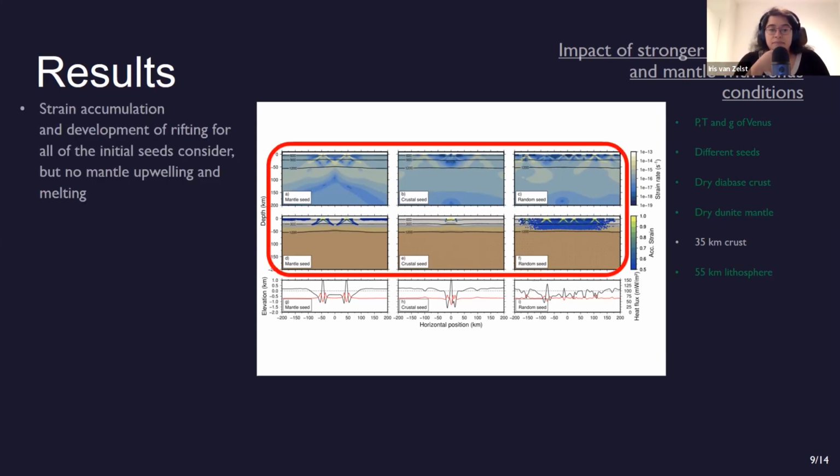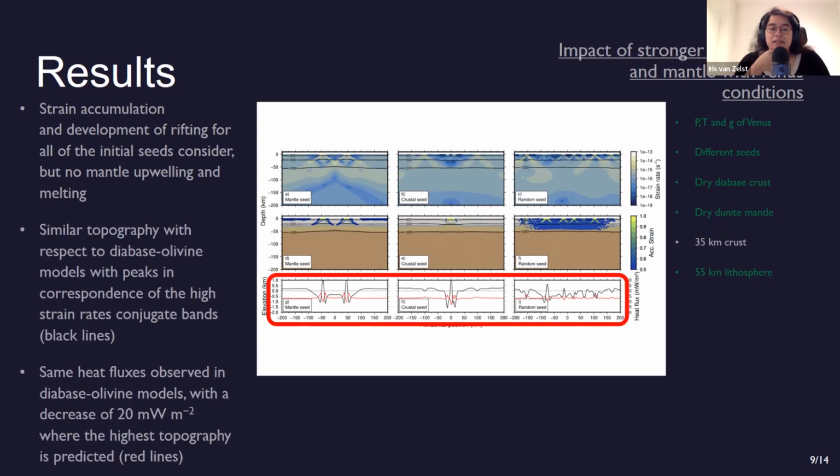So next, there you can see that there is some strain accumulation, but it is quite broad again. And there is again no mantle upwelling or melting. And then next, you can see that there is similar topography from what we've seen before, and similar heat fluxes, but no rifting as we would expect it on Earth, perhaps, or the narrow bands that we see on Venus.